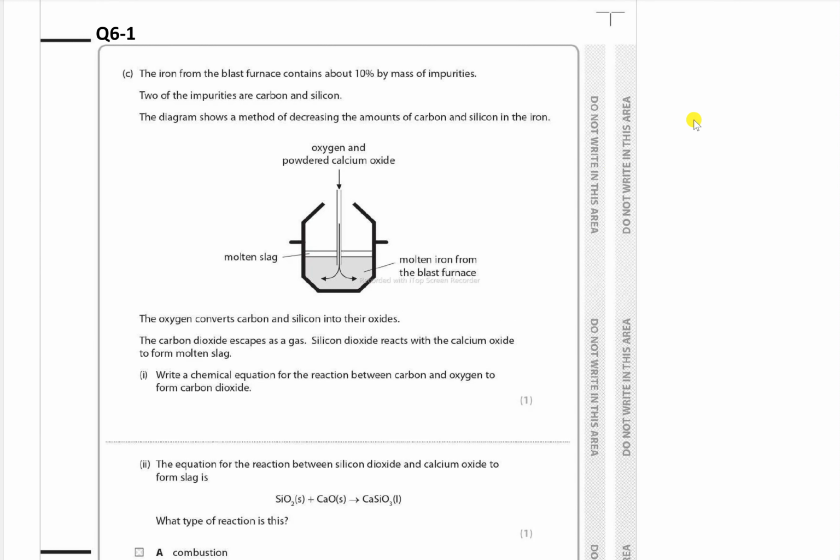Right. The iron from the blast furnace contains about 10% by mass of impurities. Two impurities are carbon and silicon. The diagram shows a method to decrease the amount of carbon and silicon. So oxygen and powdered calcium oxide are put in there. Molten slag is the waste that we don't need. Molten iron from the blast furnace. Right, oxygen converts carbon and silicon into their oxides.